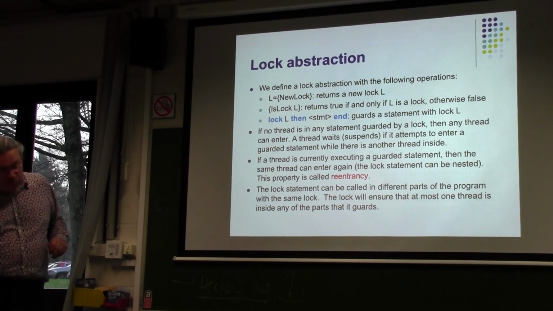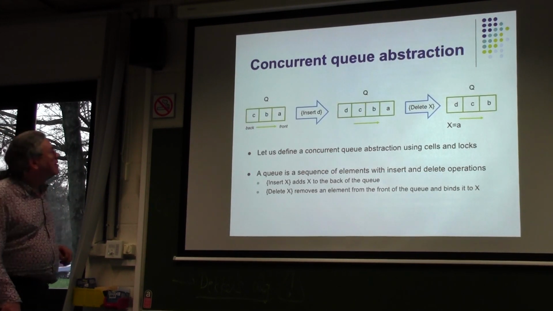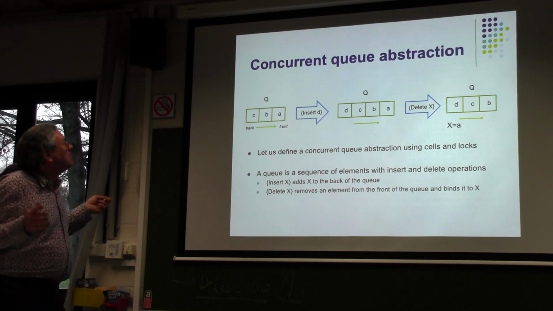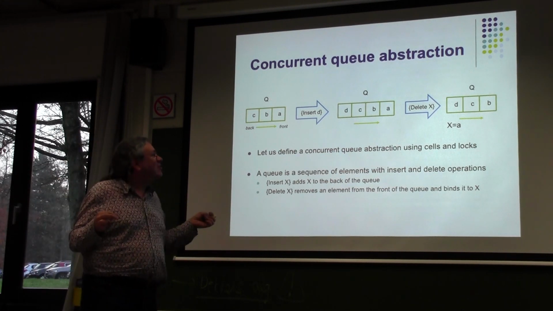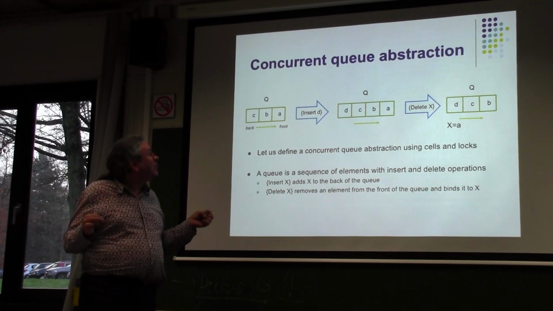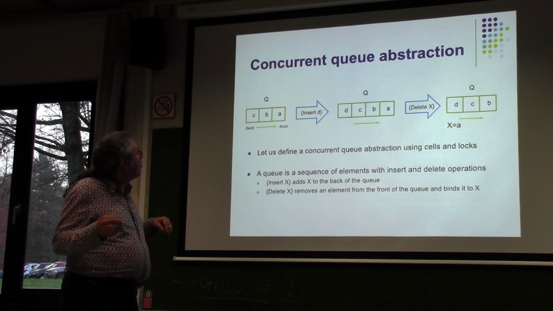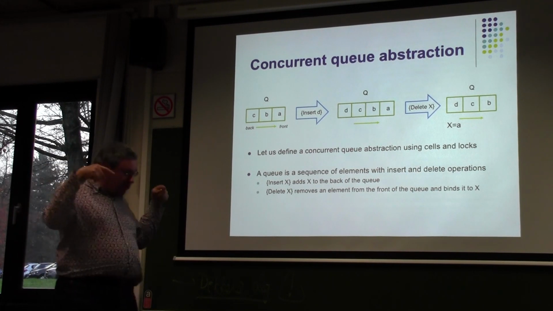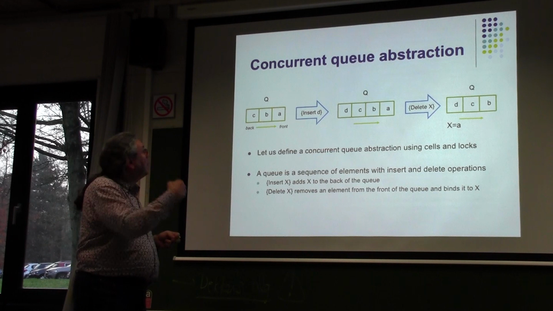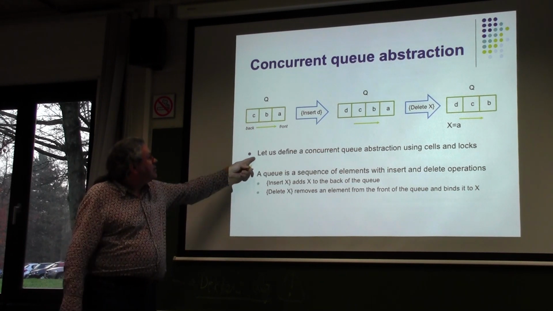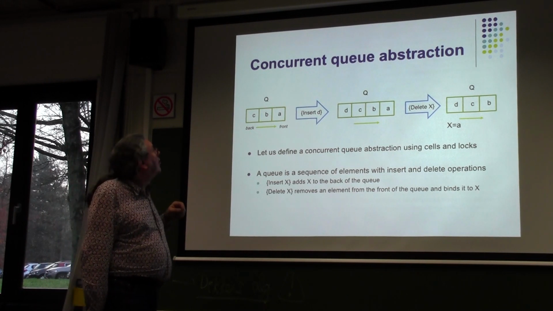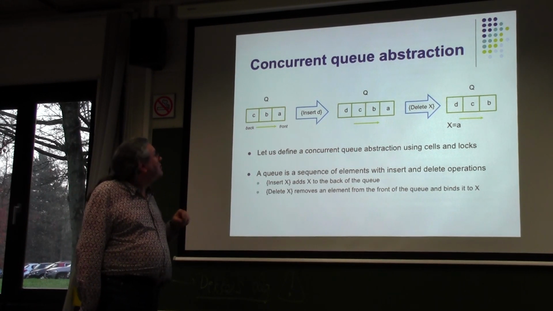I'm going to show you now some code to show you how it's done. And you can see I love queues because I'm going to show you again a queue abstraction. Very similar to the queue we saw earlier in the course, but this time it's a concurrent queue. Many threads can put elements in, many threads can take elements out. So we'll have a concurrent queue, and we'll implement it. Okay? Assuming we have cells and locks.